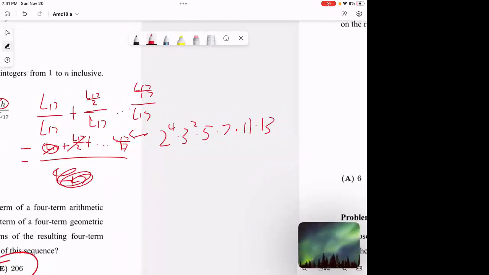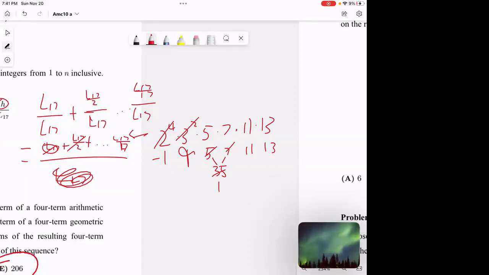And we want to find this mod 17. So 2 to the power 4 is 16, that's the same as negative 1 mod 17. This is the same as 9. This one is 5. This one is 7. This one's 11. This one's 13. 5 times 7, 35, which is the same thing as 1 mod 17. So we get rid of these, turns it into 1. Now let's see, 11 times 13.